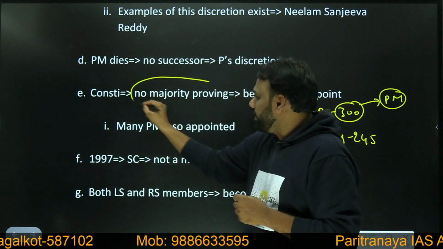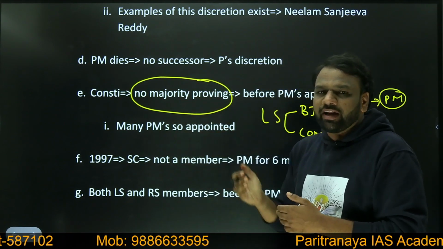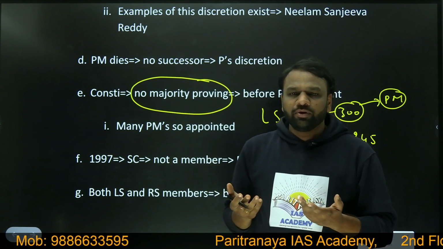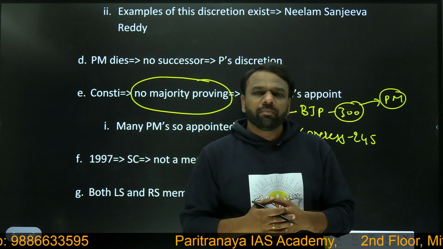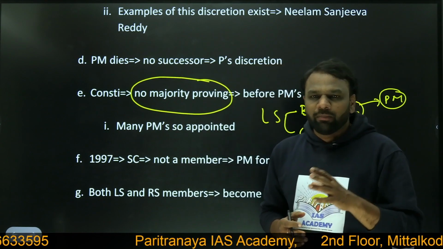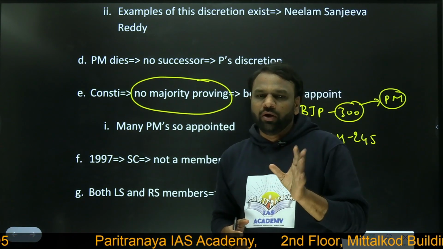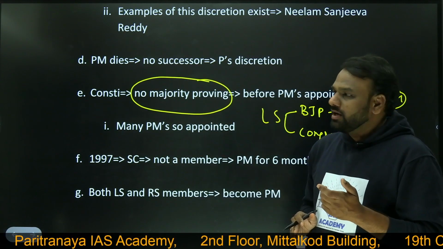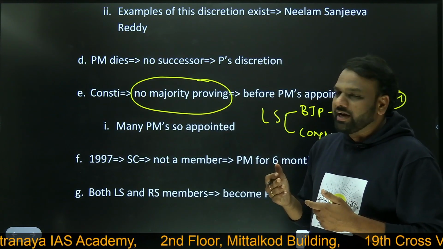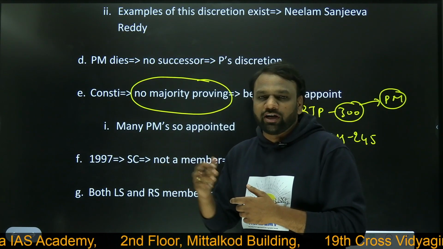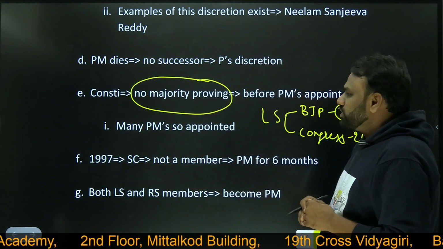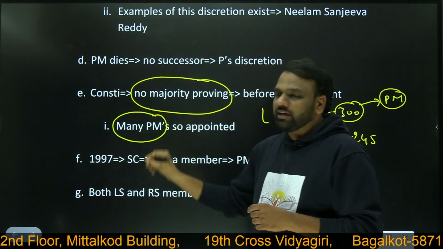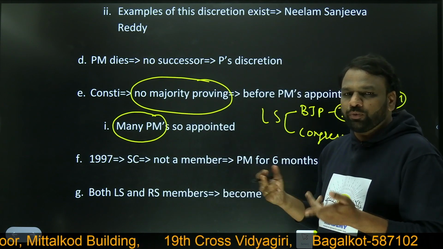No majority proving. Our Constitution says that before entering the office of Prime Minister, you need not show the strength, or you need not prove the majority. So once you become Prime Minister, then you will have a period of 1 month. During that 1 month period, you can show your majority. So again, such kind of questions will be posed. Whether the Constitution expects a Prime Ministerial candidate to show the majority before being appointed as Prime Minister? No. So whether such PMs have been appointed? Yes. Many PMs have been appointed and they have been given a time of 1 month to prove their majority.